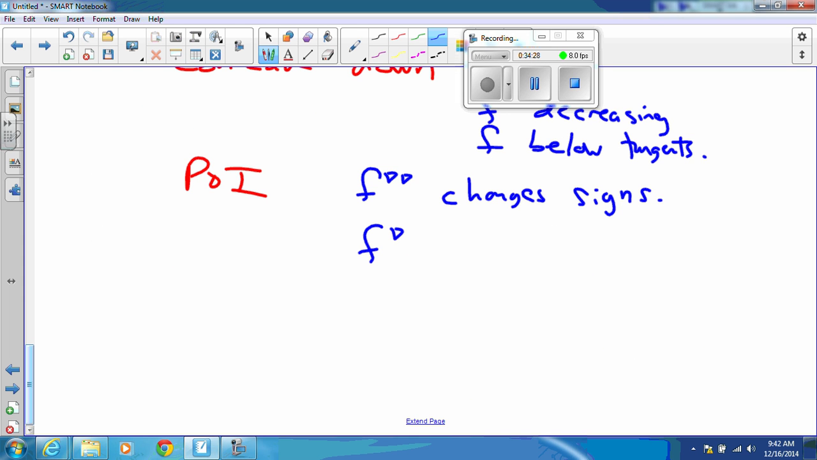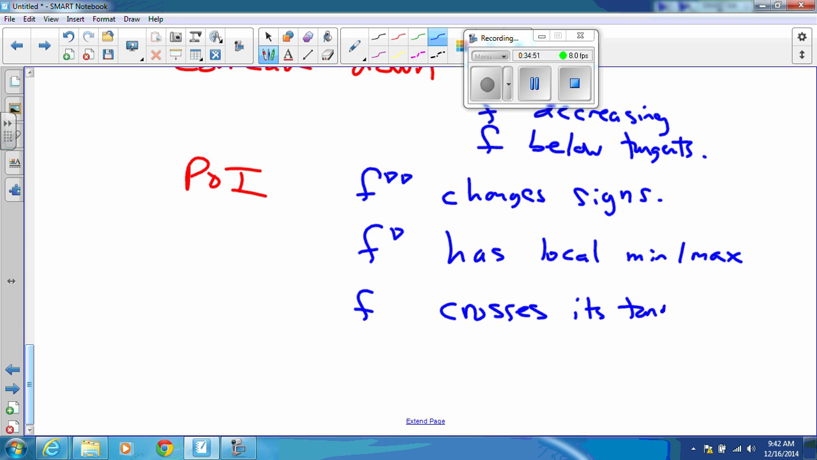Okay. How about f prime? F prime has a local min or max. I feel like it's like saying that f merges with its tangent line. It actually crosses its tangent line. It changes, crosses. I can draw it. The tangent line, because it has to go from being above it to being below it.